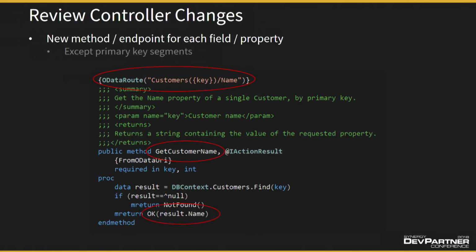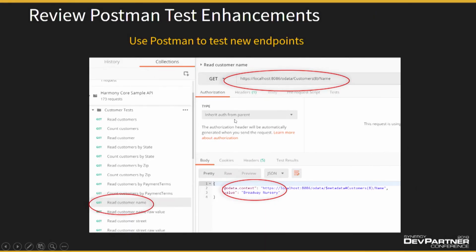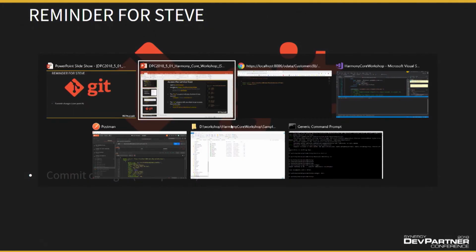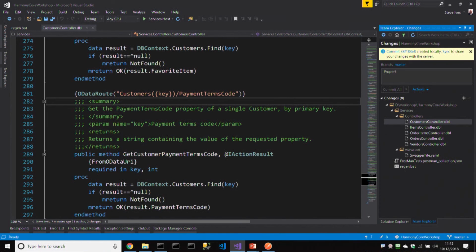Okay, so that's individual property endpoints. So we've reviewed the changes to the controller, the additional options. Again, the API documentation has endpoints for all of these things, as does the Postman data, so whichever way you choose to test is fine. Okay, so let's stop that, we already did, and property endpoints.